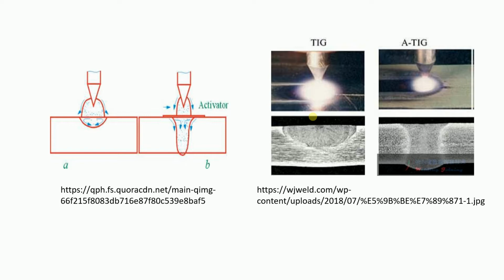So you can see there are two images, A and B, schematic diagrams. The first one has a wider area and less penetration, and in the second one, with the activator, the penetration was extraordinary, and the bead width was not that big, a narrow bead. So which one do you want to select? If you are asking me, I will go for activators.